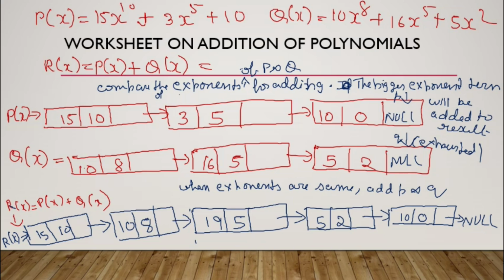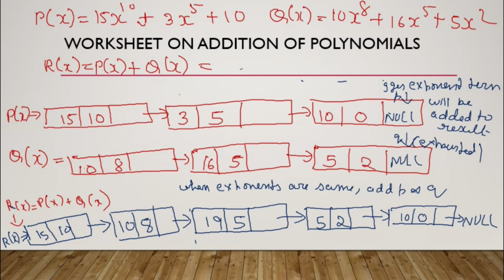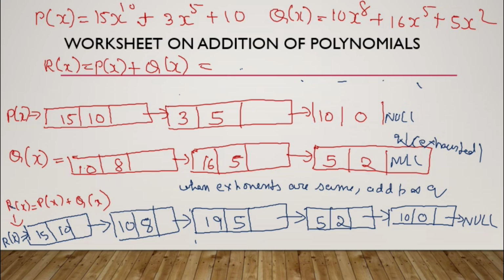So how do we write the result now? We are done with that. So P of x plus Q of x is nothing but 15 x to the power 10 plus 10. See the terms in the linked list and write 10 with coefficient 10, x to the power 8, plus 19 x to the power 5, plus 5 x to the power 2, plus 10.